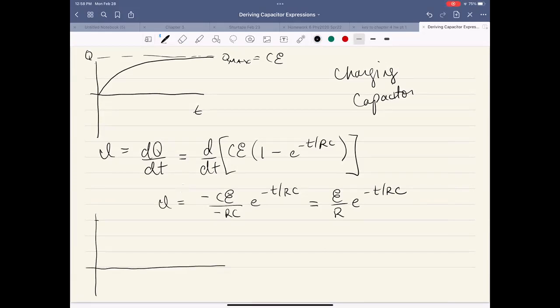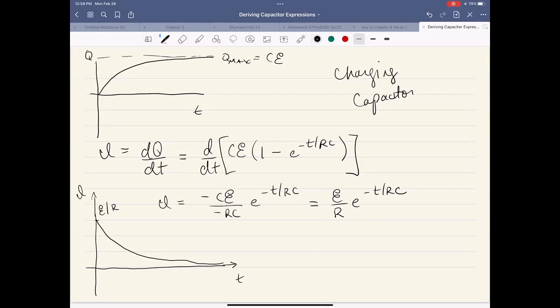So it's going to start off at maximum value at t equals 0. The maximum value will be the EMF of the battery over R, like the capacitor wasn't even there and there was just a resistor in the circuit. And then as t goes to infinity, the current will go to 0. And so you see here that we have an exponential decay for the current with respect to time. Sorry, my drawing skills aren't lovely, but there you have it. An exponential decay. Okay.